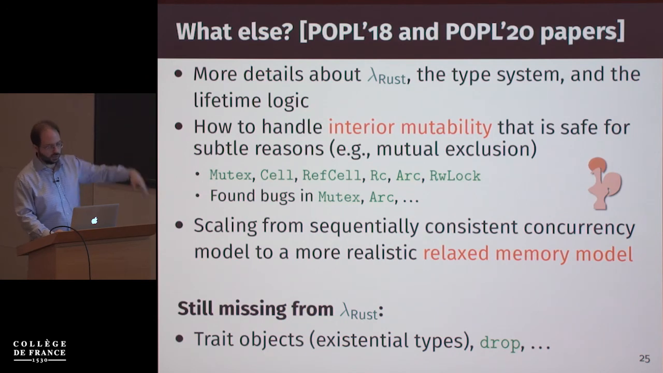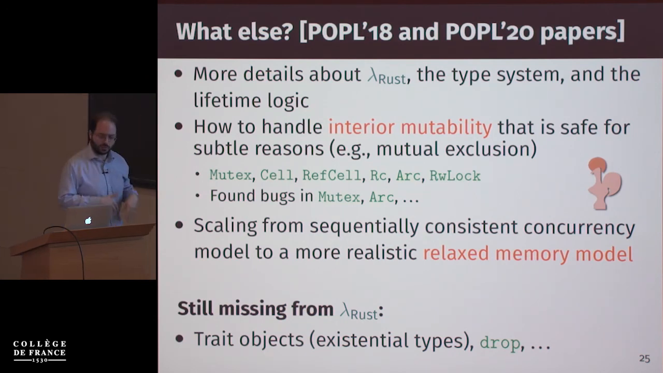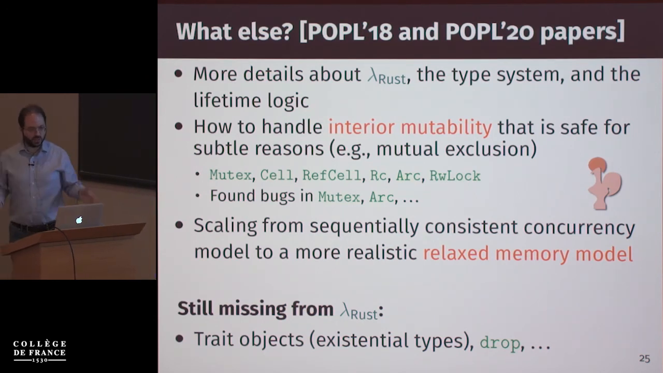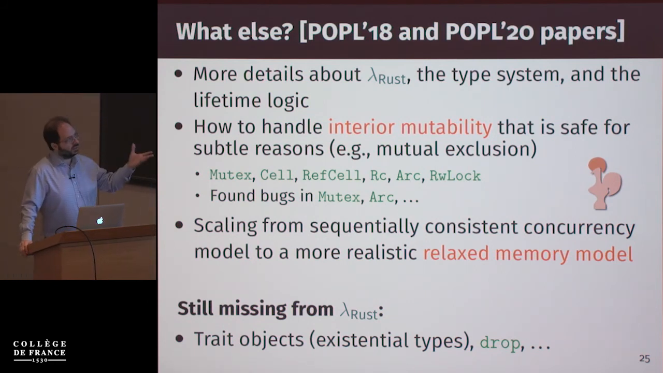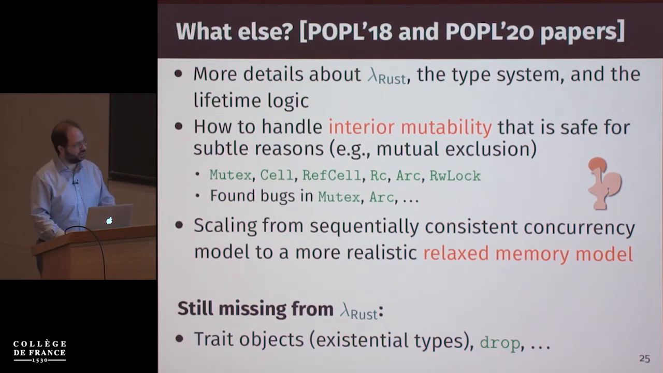Okay, so I'm not going to talk about this in the interest of time. There's a lot of other details in the paper. We've proven safety of a number of interesting libraries. In more recent work, we've scaled our initial verification from a simple sequentially consistent model of concurrency that we started with to a much more realistic one using relaxed memory models. There's still a bunch of interesting work left to do. And if you want to ask about that at the end, I'll be happy to answer questions.